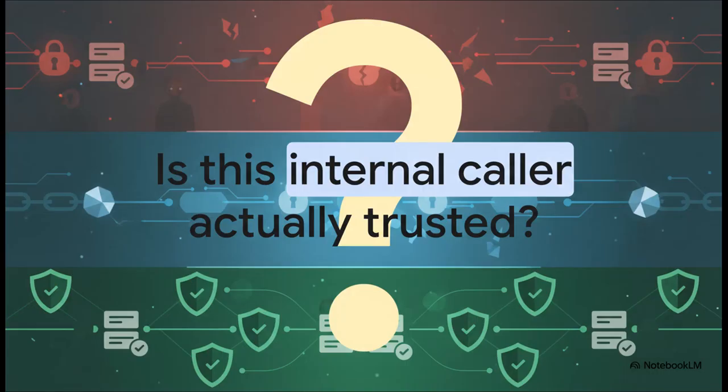So ask yourself this: is your internal caller actually trusted? This is a really dangerous assumption, and honestly, it trips up so many engineering teams. We kind of just assume that because our service-to-service communication is happening entirely inside our own private network, well, it must be safe, right? But what happens if an attacker breaches your perimeter? If your services are just blindly trusting anyone on the local network, you've got a massive vulnerability on your hands.